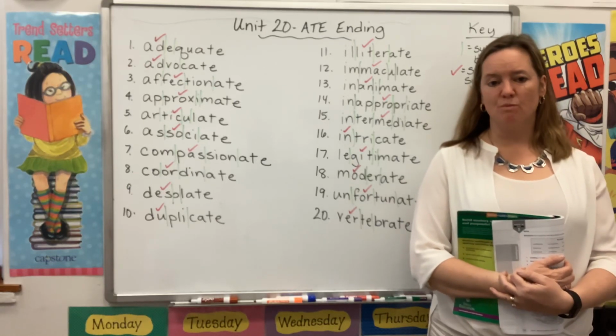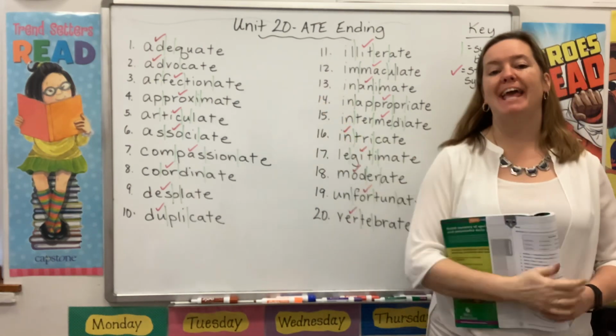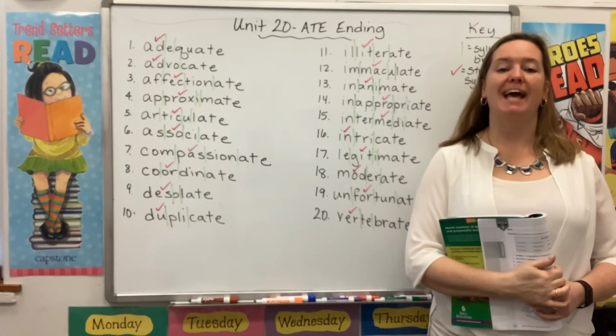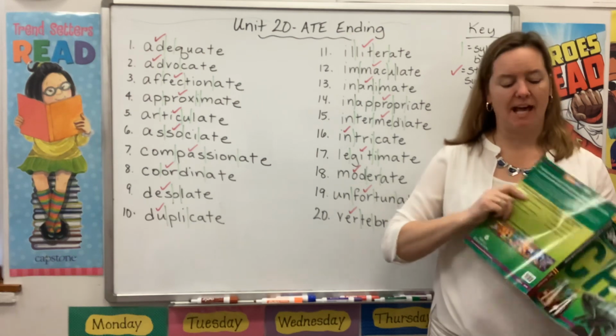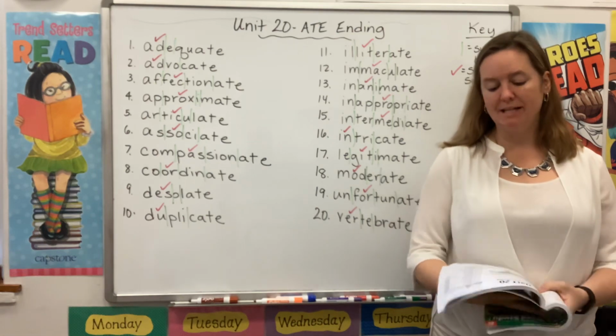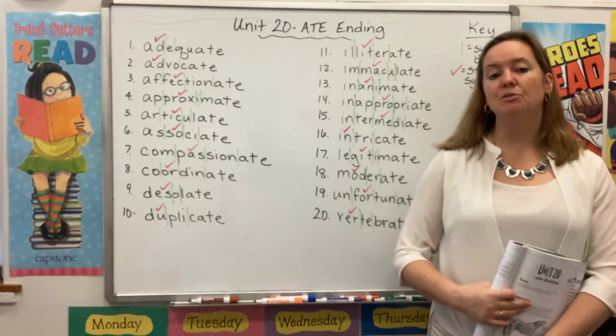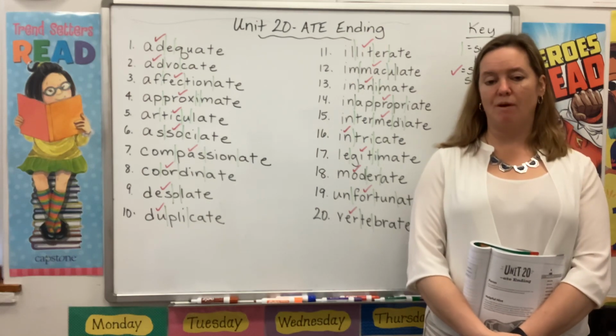My name is Mrs. Rhoades and I'm here to get you started on Unit 20, the ATE or ET ending. Please take a second to gather your materials. You will need your green book open to page 125. You'll also need some colorful pens, markers, or crayons.